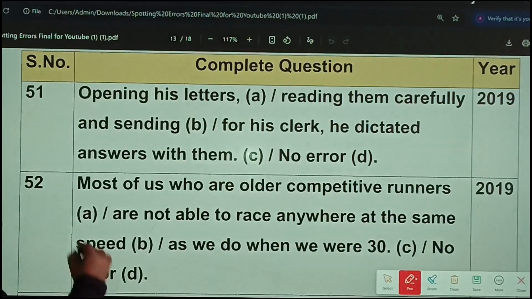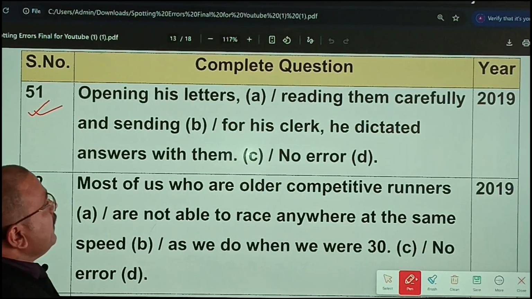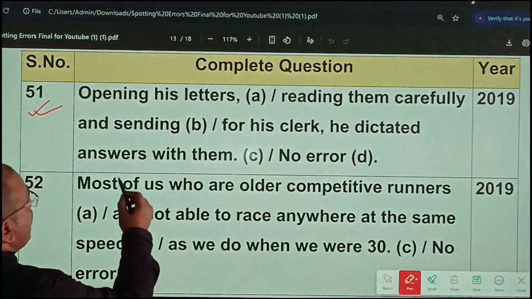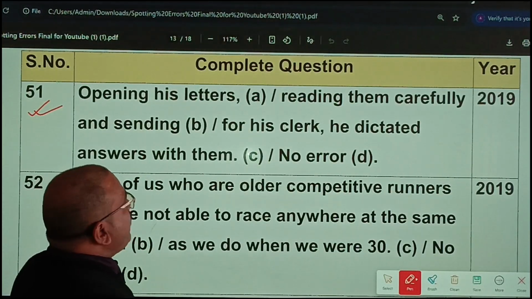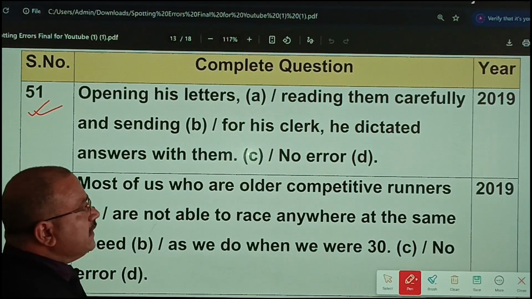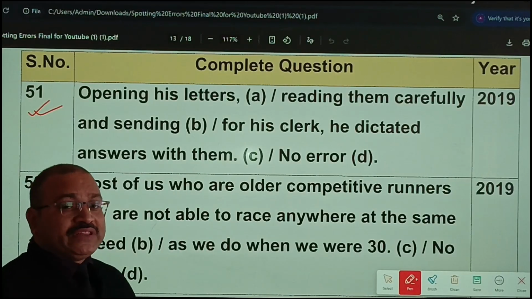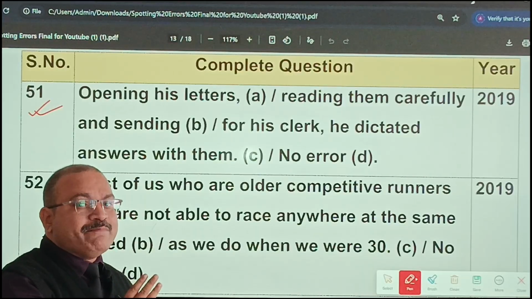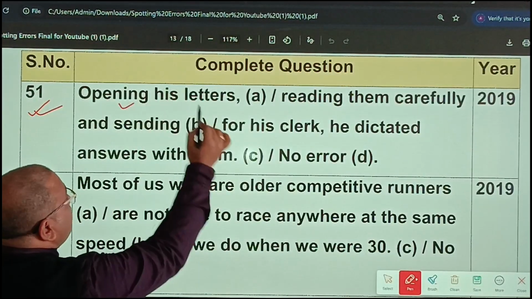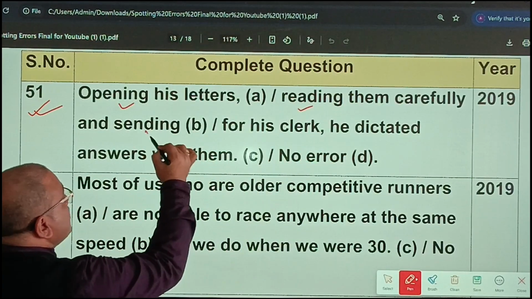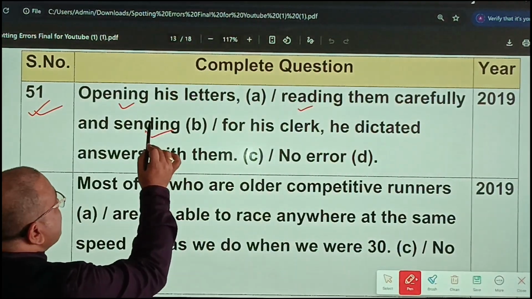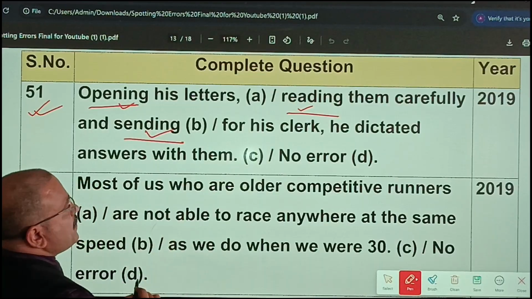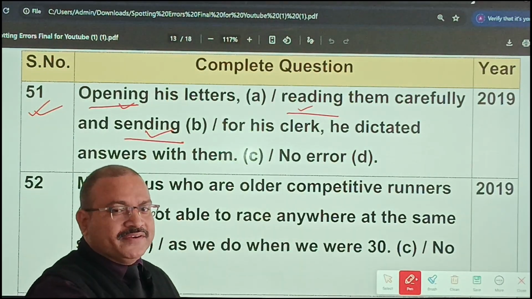So friends, let us see question number 51. This question was asked in 2019. Opening his letters, reading them carefully, and sending for his clerk, he dictated answers with them. Now there are three actions taking place. First one, opening, second, reading, and third one, sending. So the sentence has maintained parallelism, opening, reading, and sending. So there is nothing wrong here.